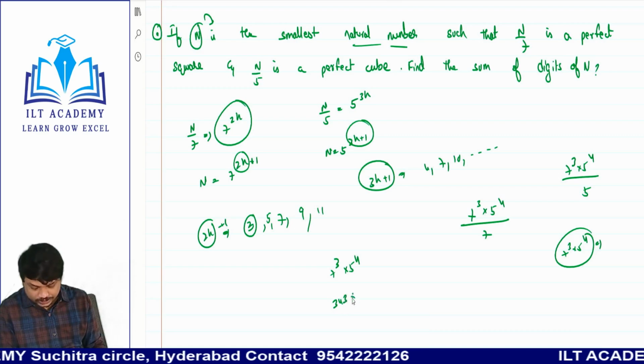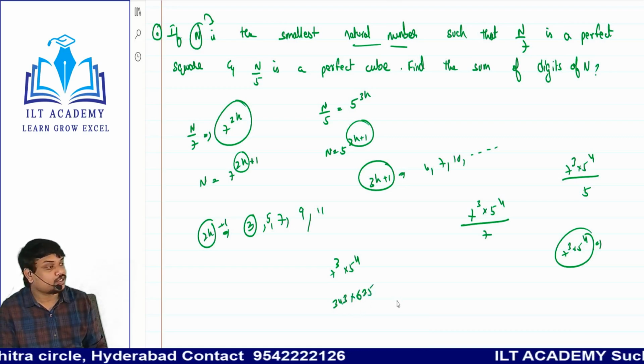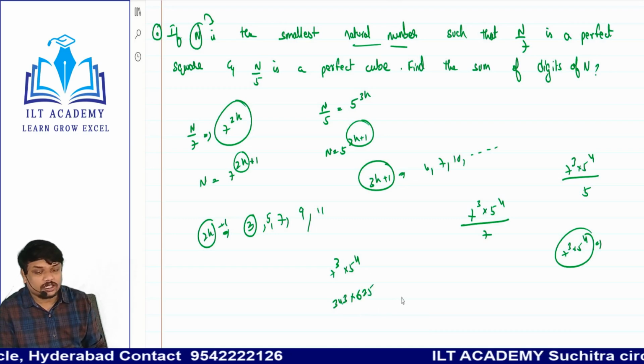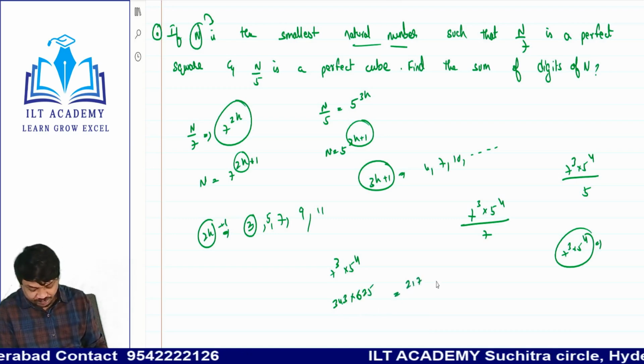Now 343 into 625 is coming, understood? Clear? 5 power 4. Yes. So what are you telling? 217.